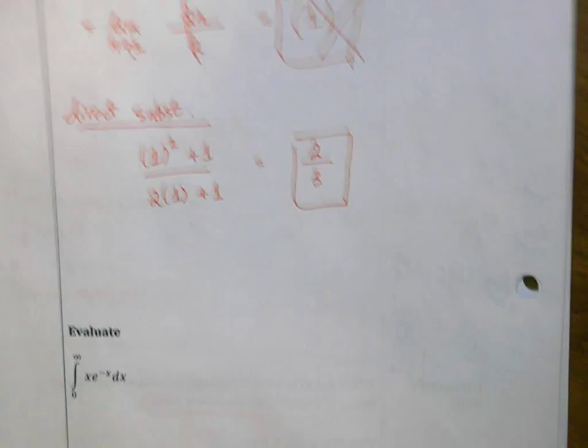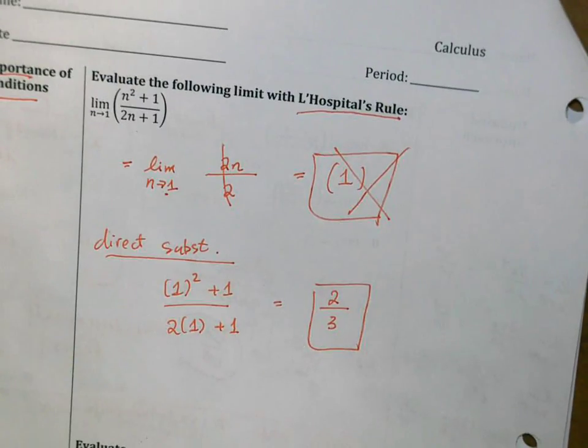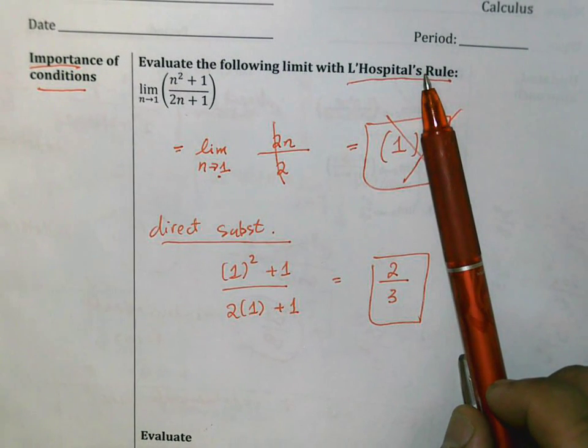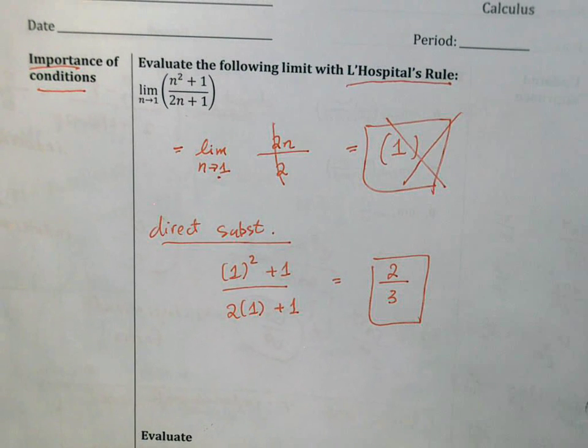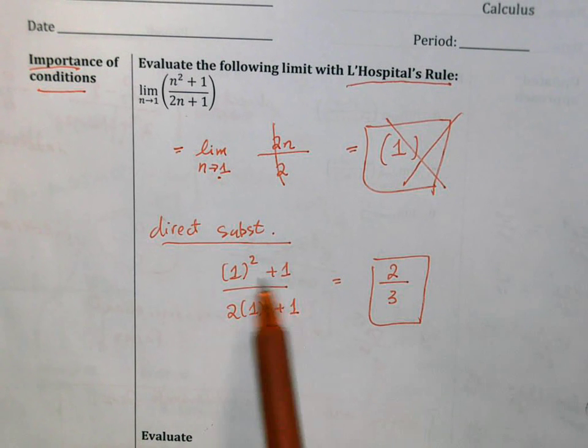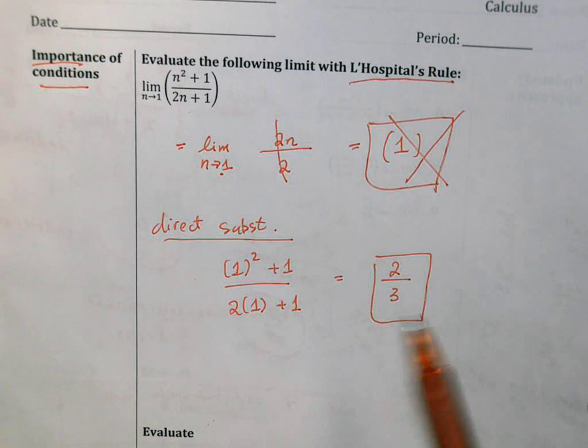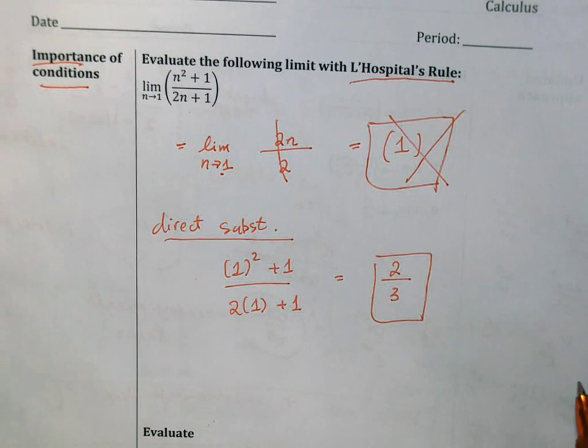Okay? So basically, what L'Hopital's rule is good for is if we tried all of our other methods and we're not able to find a determinate answer. In other words, it takes an indeterminate form. Then we can apply L'Hopital's rule. But if direct substitution works just fine, then you should go with that from the very beginning.